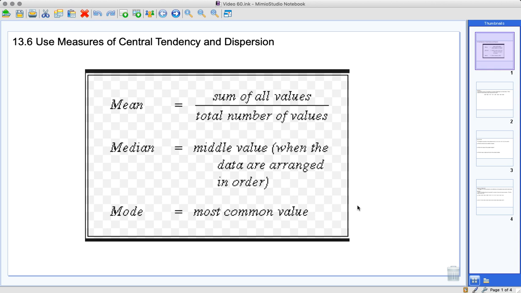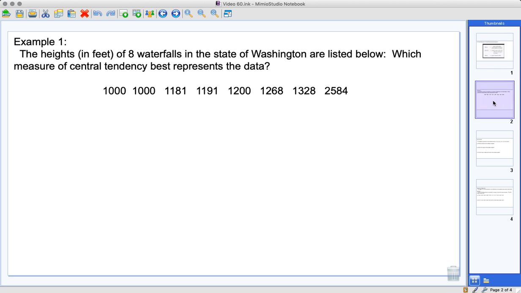On the next slide, we are going to find the mean, median, and mode of these heights. The heights are given, and then it asks which measure of central tendency best represents the data. So we're going to have to do some figuring out at the end.